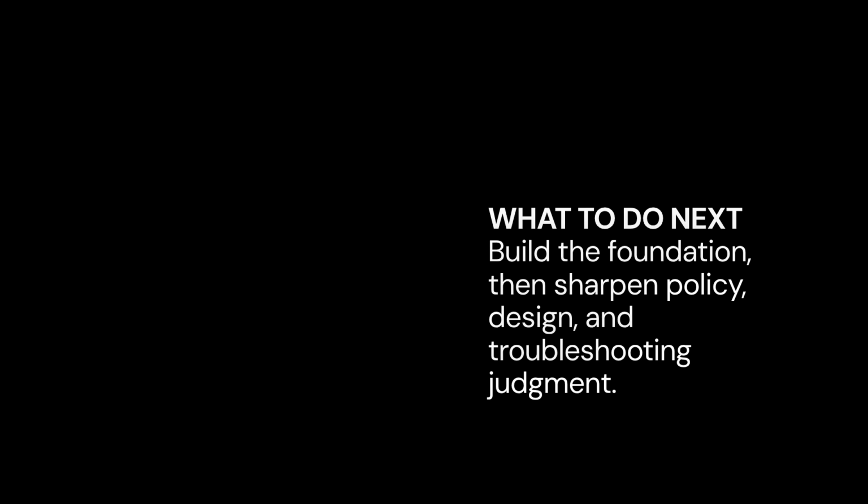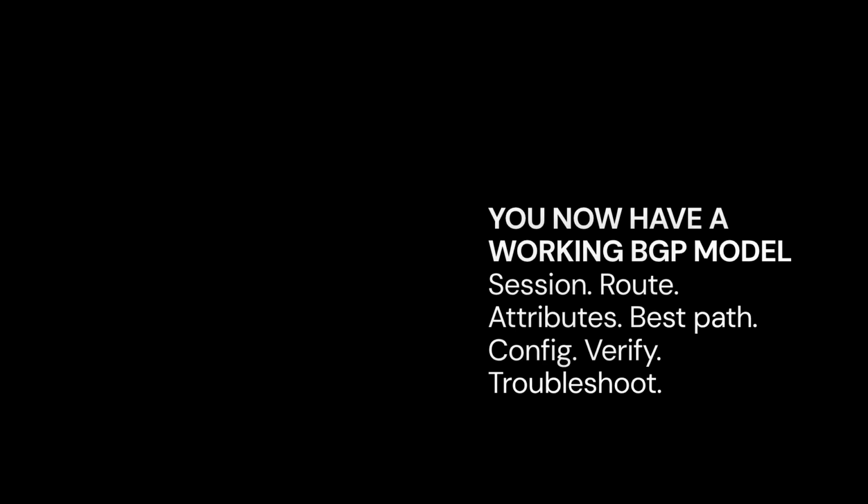We've covered why BGP exists, how sessions form, how routes are exchanged, how attributes drive decisions, how best path is selected, and how to configure, verify, and troubleshoot it in a real operational way. That's a serious working model of BGP, and it's the reason this deep dive matters. BGP quietly shapes internet path decisions every day. Now you have a much stronger framework for understanding how it behaves and how to work with it confidently.